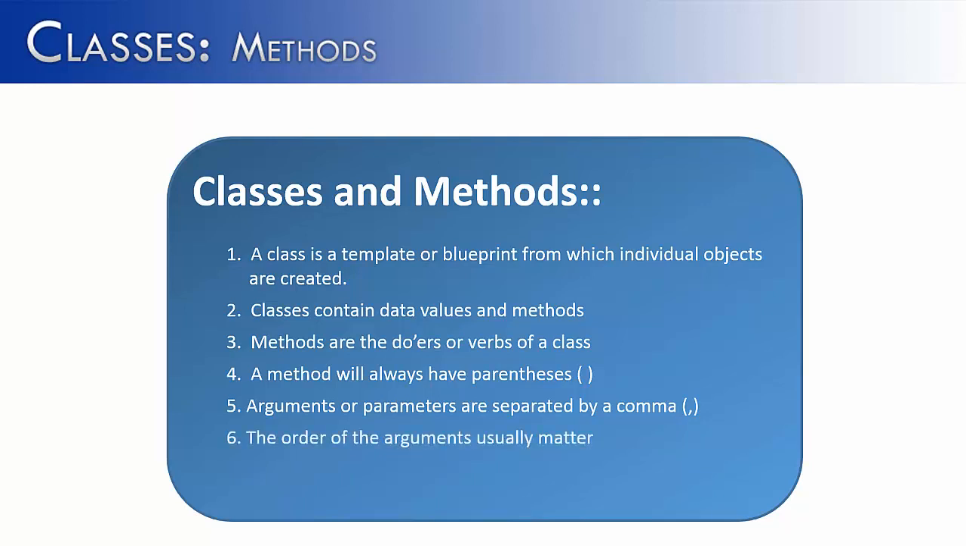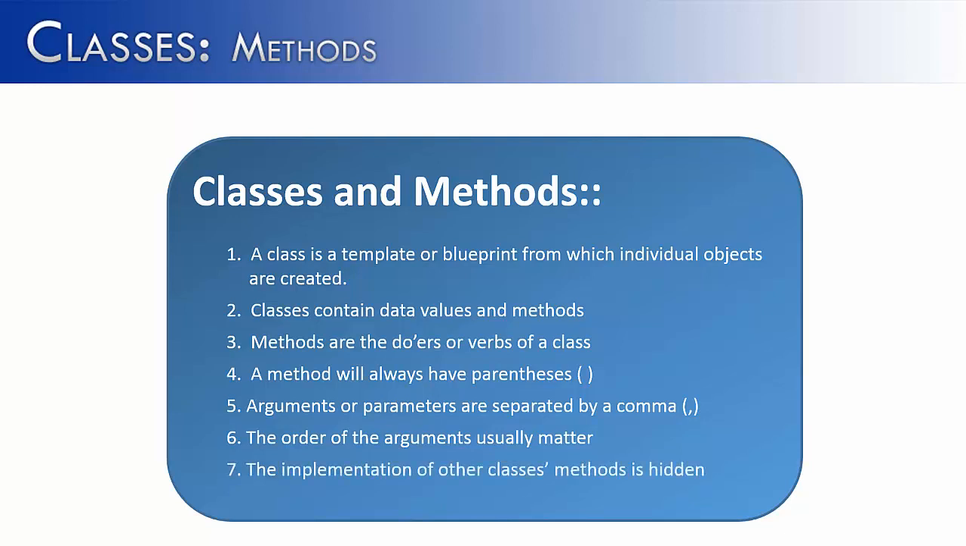Be careful when putting arguments into a method that you put them in the correct order. Sometimes it will not matter, like if you had a method that just added two values together. So 5 plus 4 is 9, and 4 plus 5 is 9. No matter what order you put them in, it doesn't matter. But most of the time, the parameters do matter, as in the case of math.pow. 4 to the power of 3 is different from 3 to the power of 4.